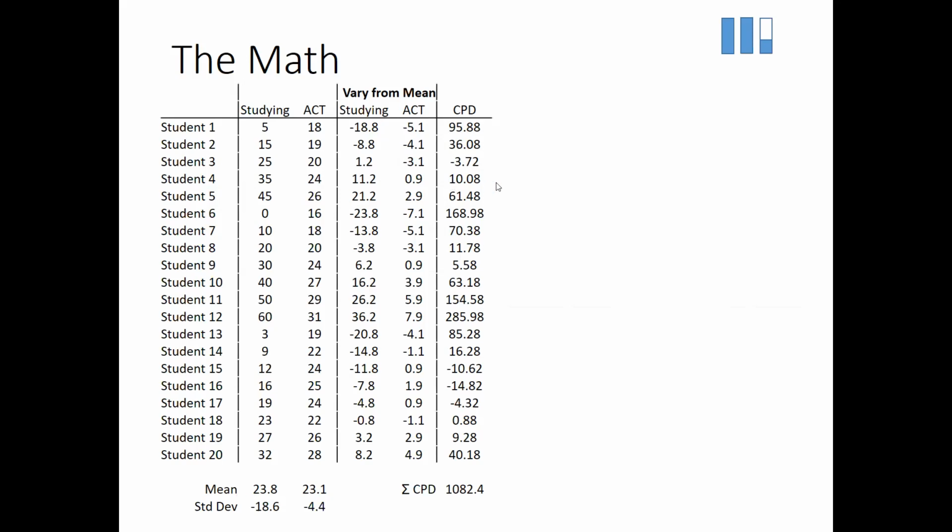All of these cross-product deviations are calculated, and then when we're done, all we have to do is sum the cross-product deviations for all 20 students. For all 20 students, okay? So you add up all of these numbers, and we get 1,082.4.